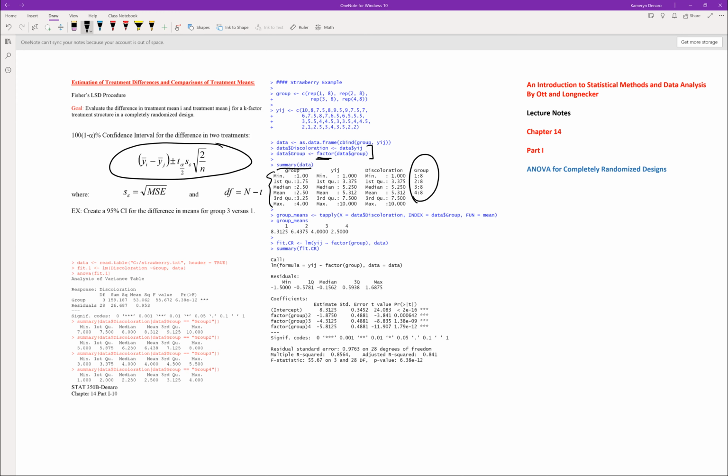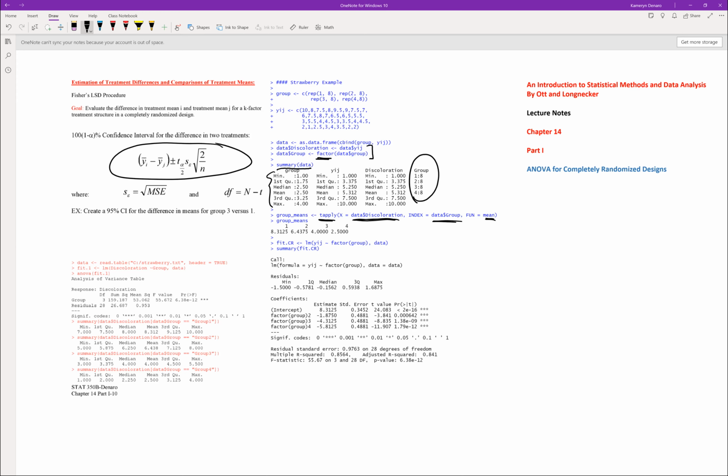We can find the group means by using the tapply function, where we say for data dollar discoloration, give me the mean for each group. And by doing this, we find the group means to be 8.3125, 6.4375, 4, and 2.5. Since the ratings give you the amount of discoloration on a scale of 1 to 10, where low ratings mean little discoloration, group 4 has the least amount of discoloration for that particular preservative, whereas group 1 was our control group, meaning that those strawberries received no preservatives.